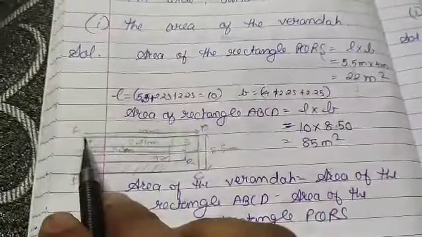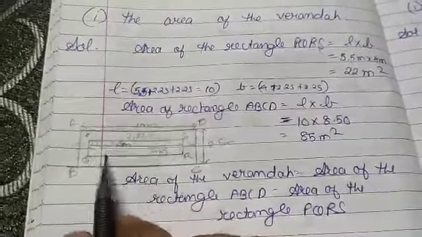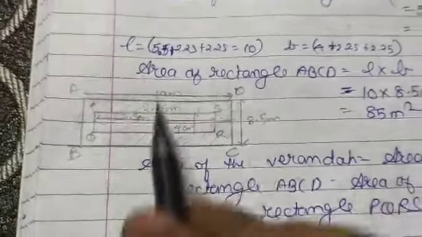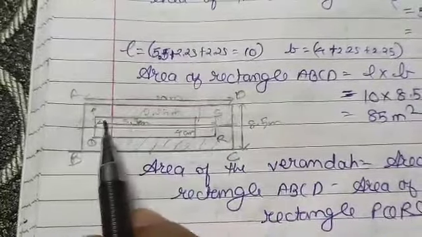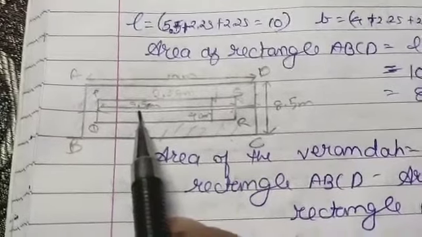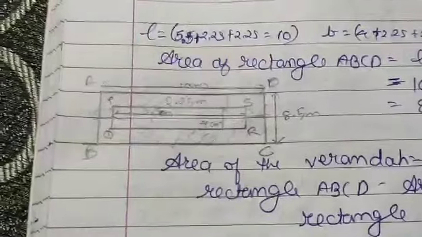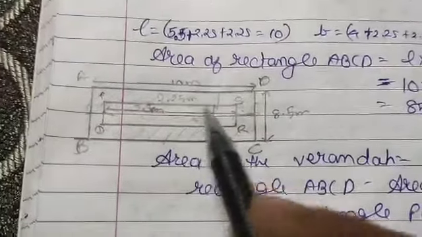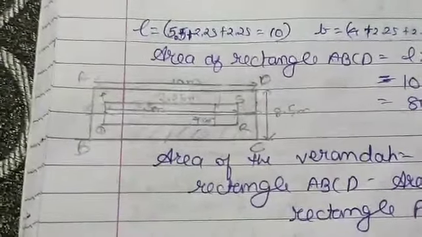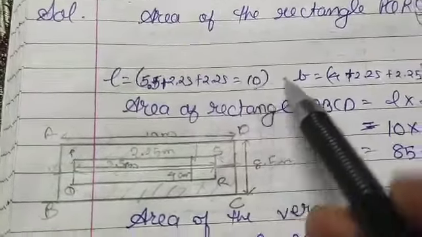Now we'll find the area of ABCD. ABCD is the total area, that is the area of the room including the area of the path. Now in the room, the length is 5.5 meter. In that we will add 2.25 from both ends, here 2.25, here 2.25. So how much will you get? 5.5 plus 2.25 plus 2.25, you will get 10 meter.